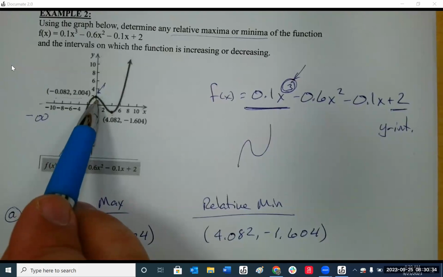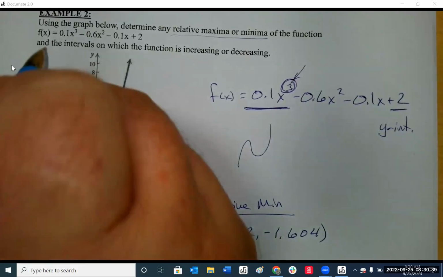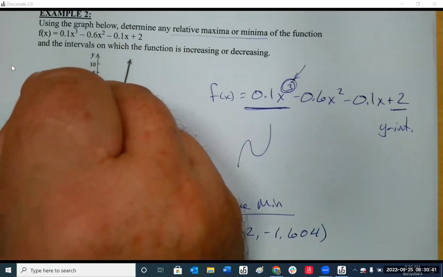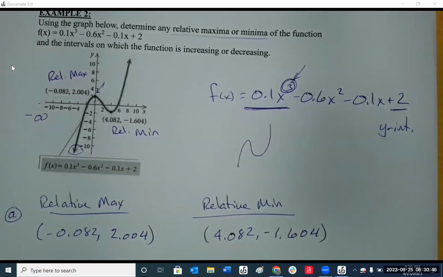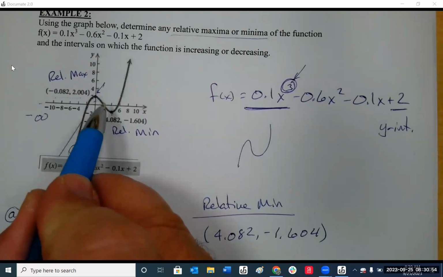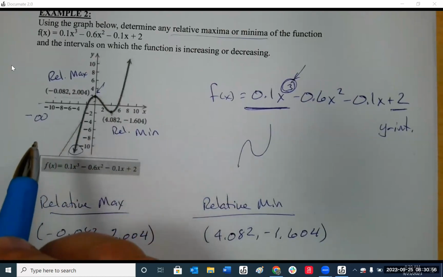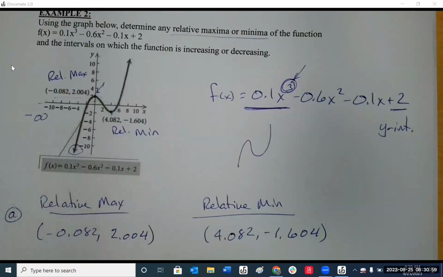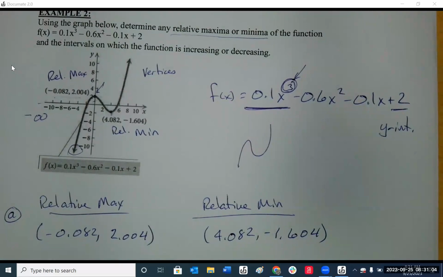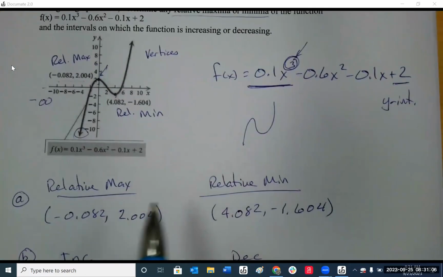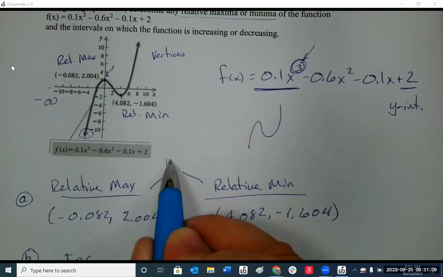Yeah, this is called the relative maximum because it's the highest. This is called the relative minimum. This is the relative min. These are vertices. The points at the very top or bottom of a curve are called vertices. These two are called the vertices.